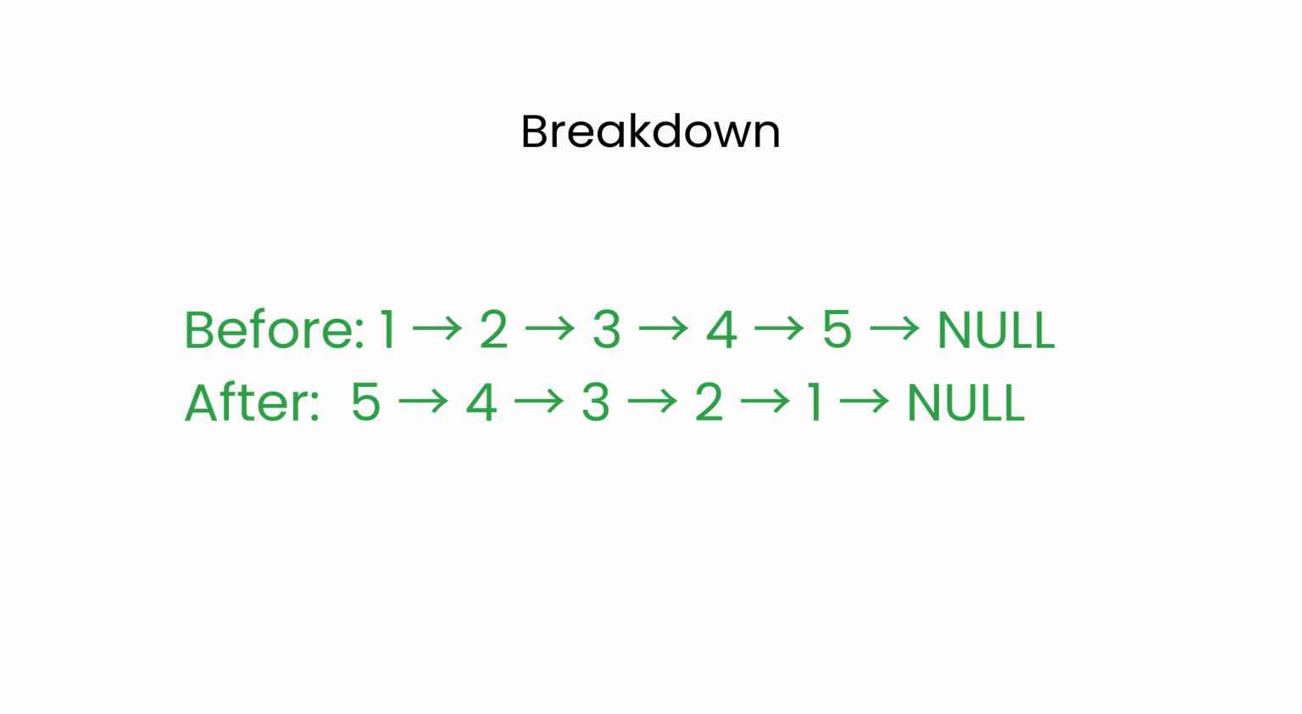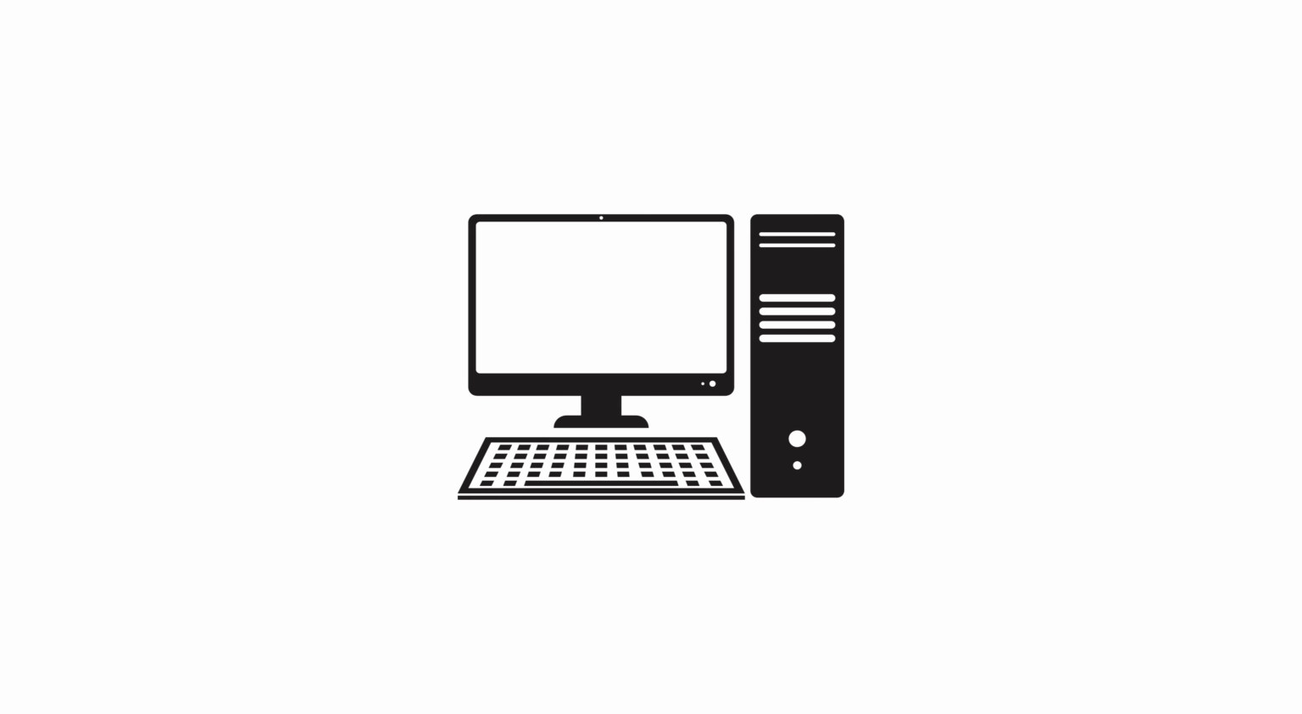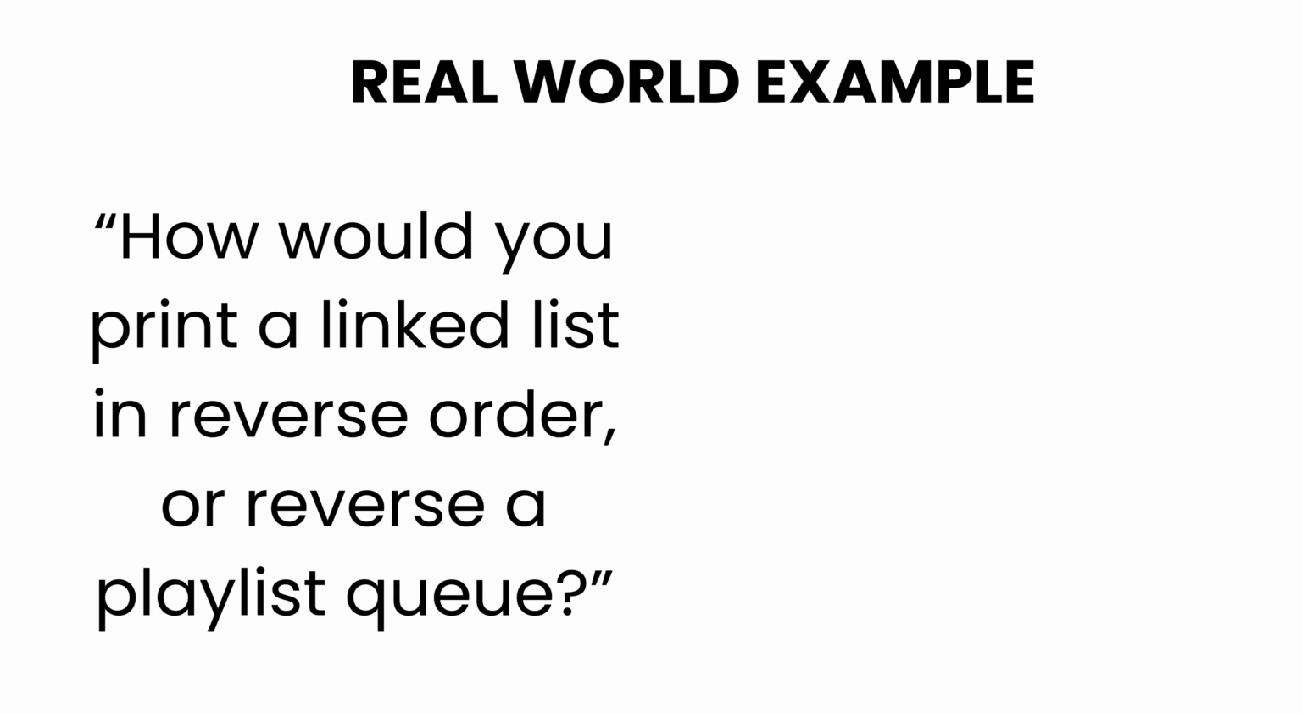Think about undo operations in text editors. Each action is stored in a list, but when you undo you need to traverse those actions in reverse order. How do you efficiently reverse that structure? Interviewers might even ask, how would you print a linked list in reverse order, or reverse a playlist queue?